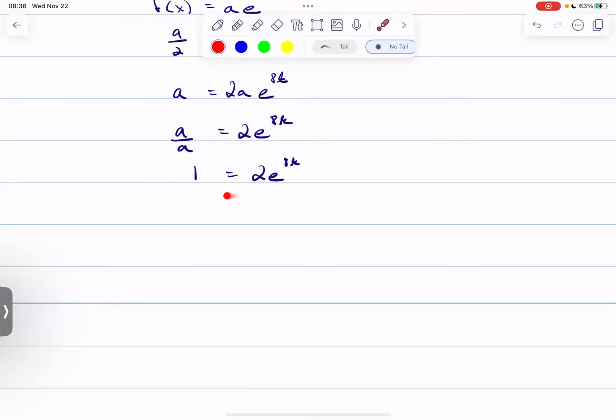I can divide by 2 again. Bring it back over. 1/2 e to the k, because I'm trying to solve for k, right? So I need to get the exponent on its own. And so now I'm ready to take the log of both sides, right? But here, notice that it's just 1/2 and then e to the whatever 8 times the decay rate.